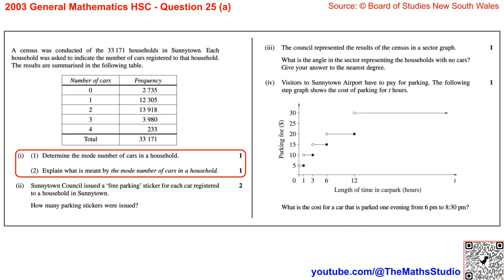Question 25, Part A. A census was conducted of the 33,171 households in Sunnytown. Each household was asked to indicate the number of cars registered to that household. The results are summarised in the following table. Part 1. 1. Determine the mode number of cars in a household. 2. Explain what is meant by the mode number of cars in a household.